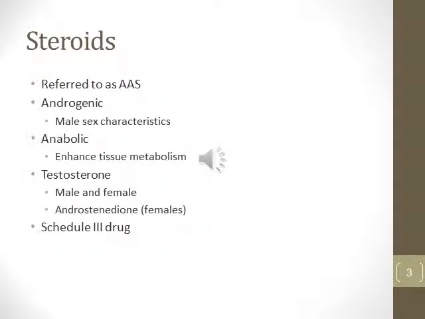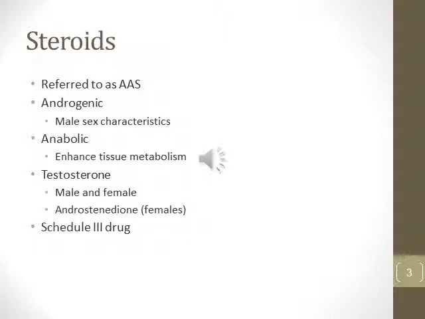So the steroids we're going to be discussing here are different than the steroids we talked about earlier in the semester. Earlier on in the semester we discussed corticosteroids. What we're going to be looking at here are anabolic androgenic steroids. So there are two different parts to that. Androgenic refers to male sex characteristics. Anabolic refers to the enhanced tissue metabolism that you get.